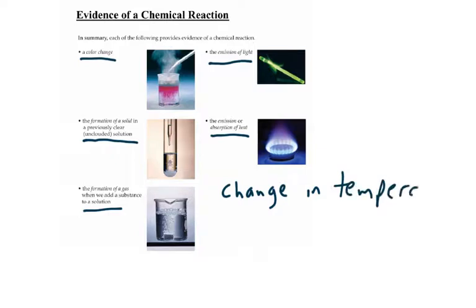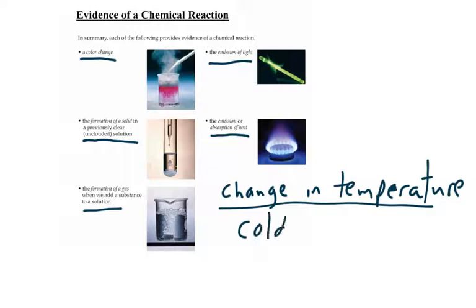Another one is when there's a change in temperature. Now, when there's a change in temperature, that means that you mix some chemicals, and let's say you did this in a test tube, and the test tube got either cold or hot. Either change, whether cold or hot, is a sign that something new was made, that a chemical reaction took place.